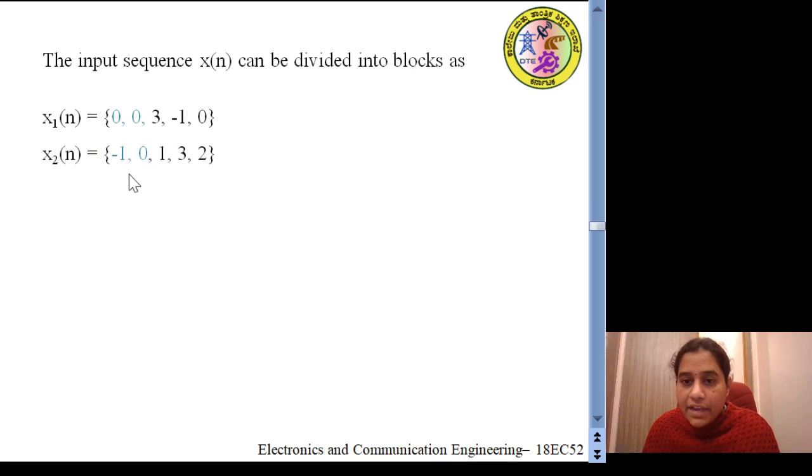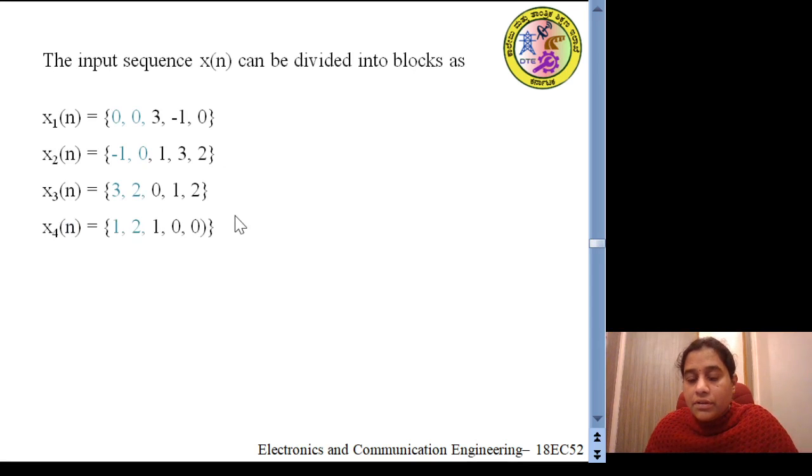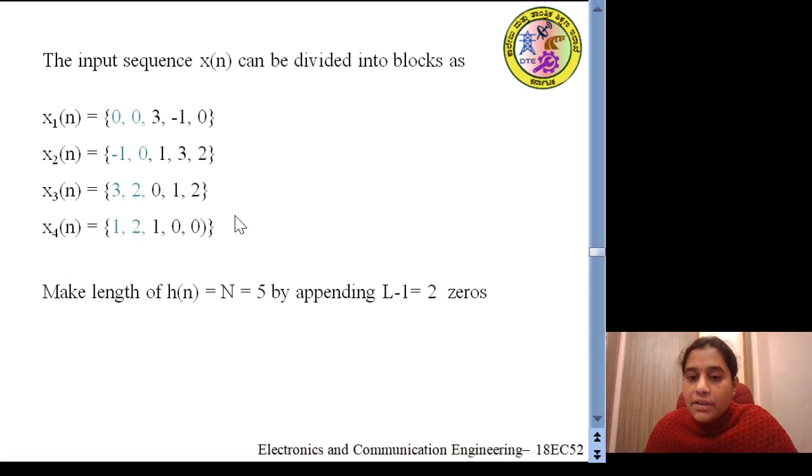See, here we can observe, we have highlighted using blue color. Similarly, the next block of input is 3, 2, 0, 1, 2. These 3 and 2 are the repetitive values of the previous 3 minus 1 samples, that means 2 samples. So, the fourth block of data is 1, 2, 1, 0, and 0. So, this is how we have to divide into a number of blocks.